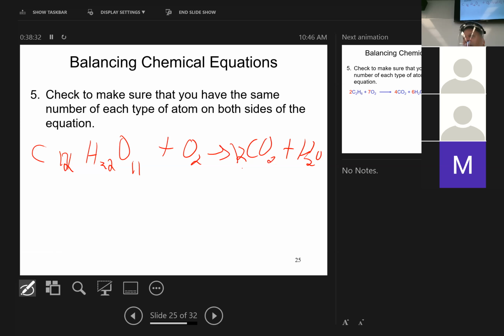See it? Okay. How many hydrogens on the left? How many on the right? 2. So you put 11 here. Okay? So how many oxygens on the left? 13. How many on the right? You have 11 plus 24. So there are 35 on the right. Okay?